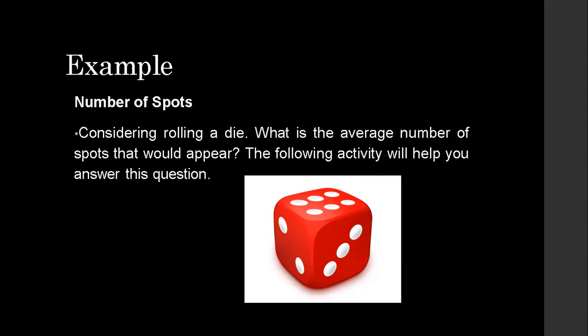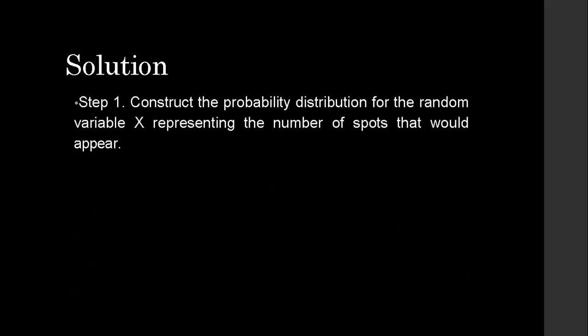Parang ganun siya. Okay. So, paano ba yan? Paano natin masosolve yan? So, we have here a solution. Meron din tayong steps na sinusunod. First one, we're going to construct the probability distribution for the random variable representing the number of spots that would appear. So, dito, i-represent natin siya as x. Okay. Yun yung number of spots na lalabas pag nag-roll tayo ng die.